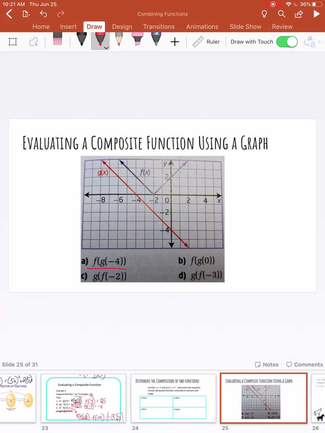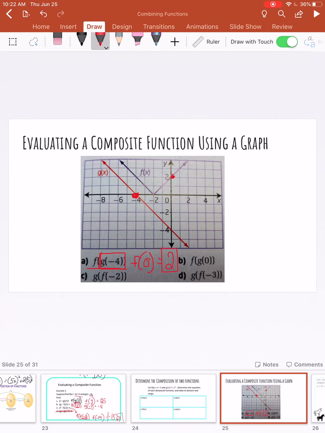Again, I'd always start with the inside. I'm going to look at my g graph and find negative 4. Ignore the f graph. Just look at your g graph and figure out what the y value is when x is negative 4. We know the y value is 0. So we substitute 0 into the f function. Now we go to our f graph and figure out the y value when x is 0, and we find that it's positive 2. So my final answer is positive 2.